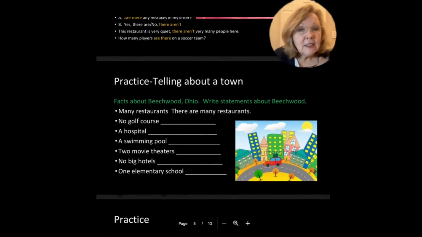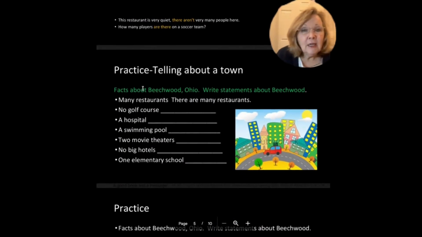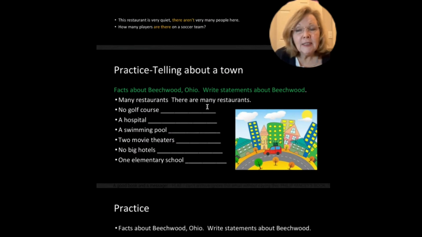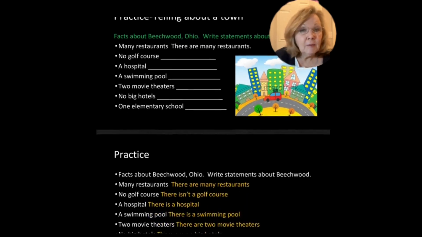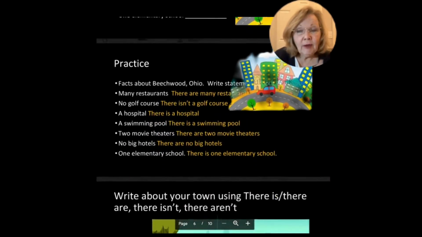So we're going to practice using this form and talking about a town. I want you to write some facts about Beechwood, Ohio, which is where I live. For example, there are many restaurants. So I would write many restaurants. And then here is the fact. Then you write the statement using there are, there is, there isn't, or there aren't. Pause your video, come back, and we'll see what we found.